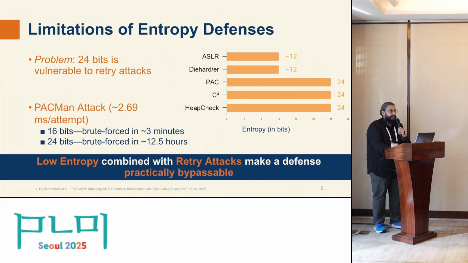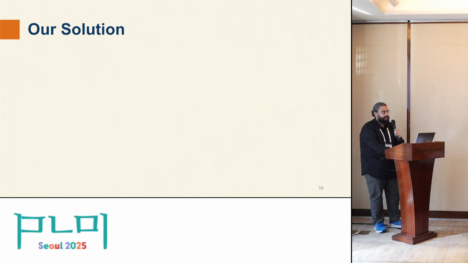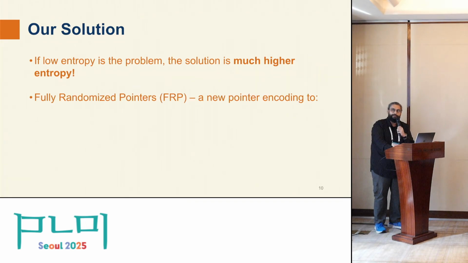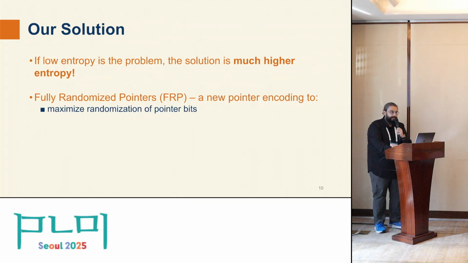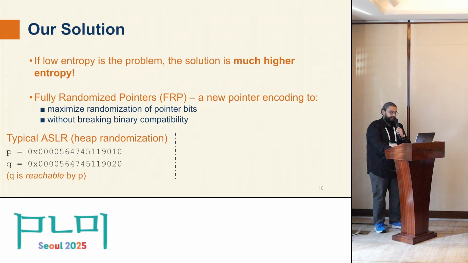Low entropy combined with the power of retries makes a defense practically bypassable. So if this is the limitation, what is the solution? If low entropy is the problem, the solution is much higher entropy. That brings us to our contribution, fully randomized pointers. It's a new pointer encoding to maximize randomization of pointer bits without breaking binary compatibility.